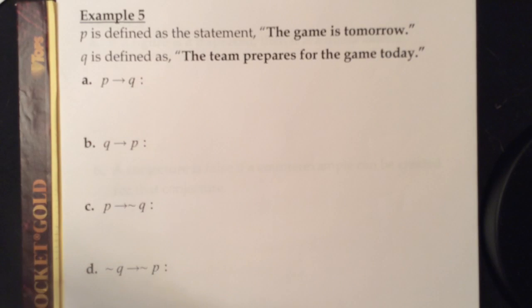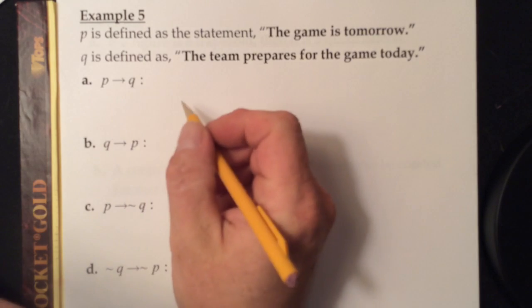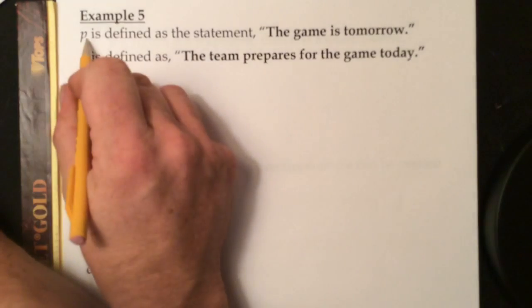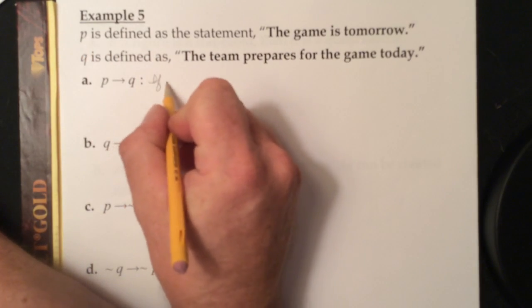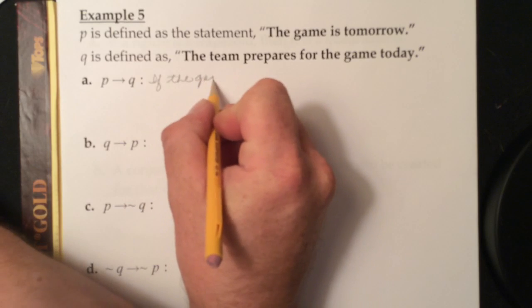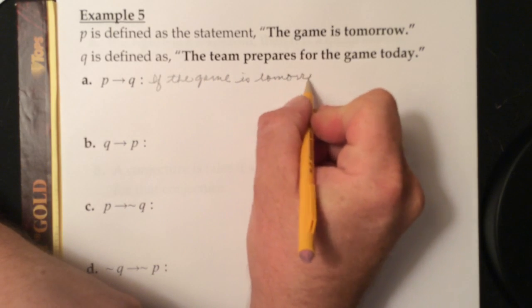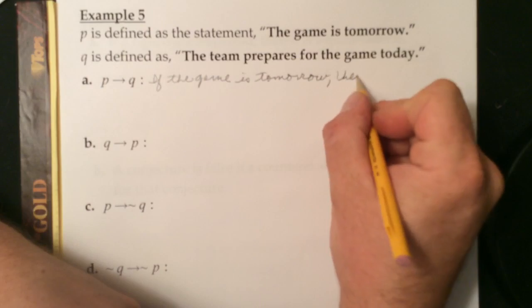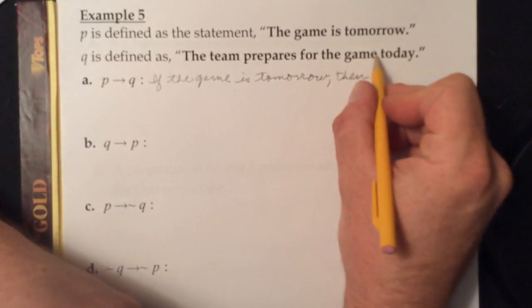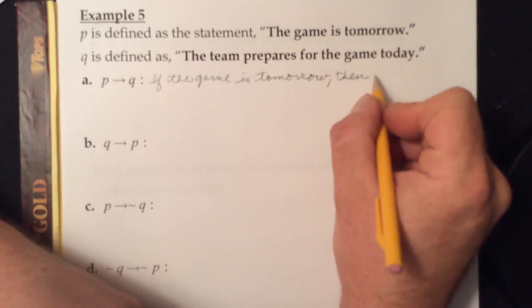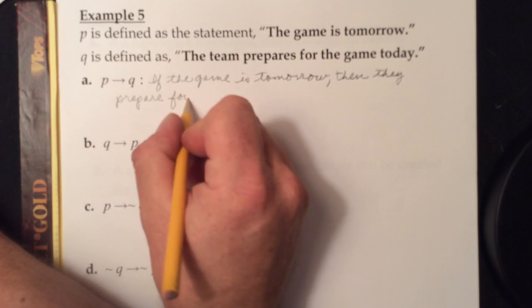So let's concentrate first on writing these, and then we'll go back. If P, then Q. That's the conditional. So since P is here, we write if the game is tomorrow, comma, then Q. Then the team prepares for the game today. I'm just going to write then they prepare for the game today.